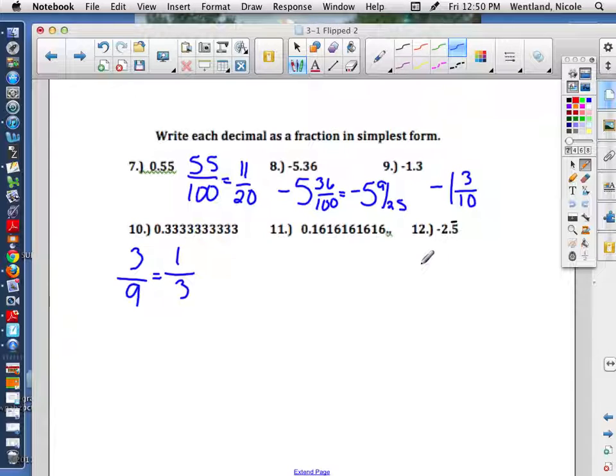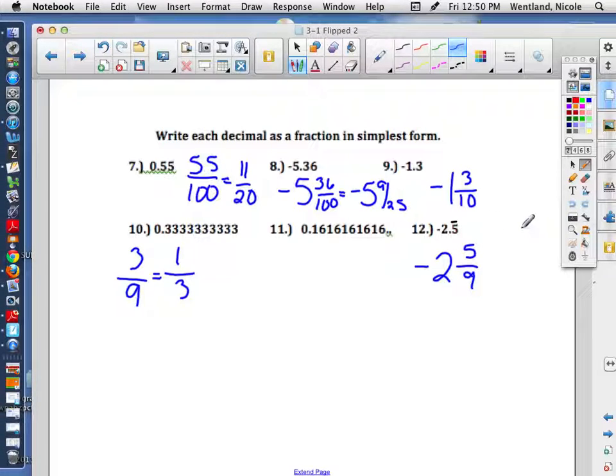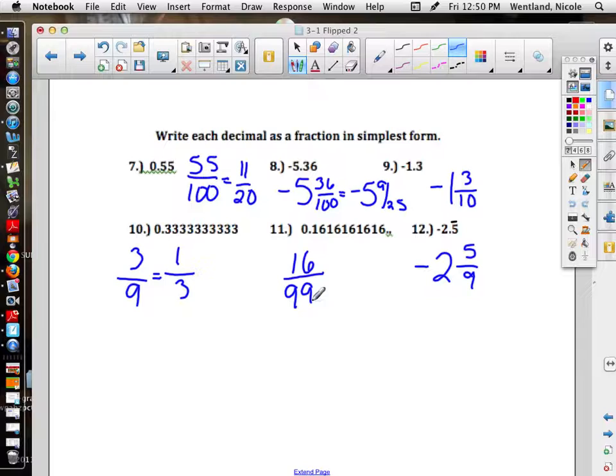Just as in this one, number 12 would be negative 2 and 5/9, because the 5 repeats, and it's only one number repeating, so it would be over 9. In the case of number 11, it would be 16 that repeats. Because 2 numbers repeat, it is over 99. If 3 numbers were to repeat, it would be over 999.